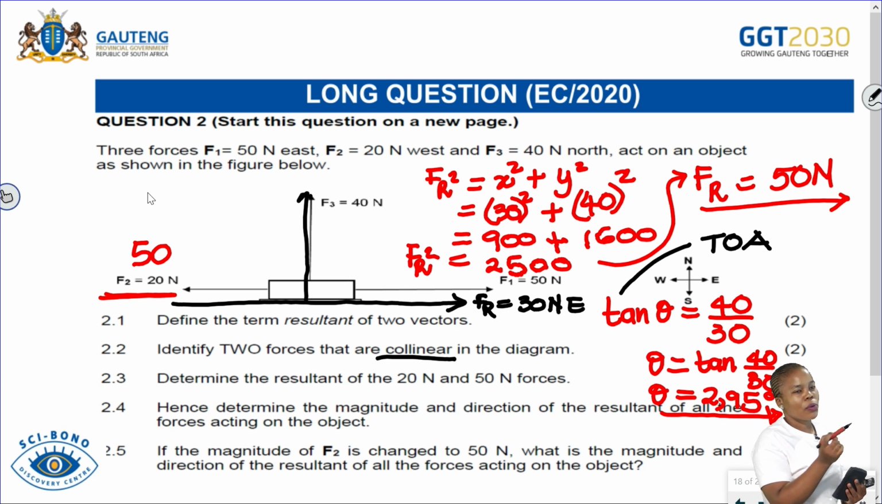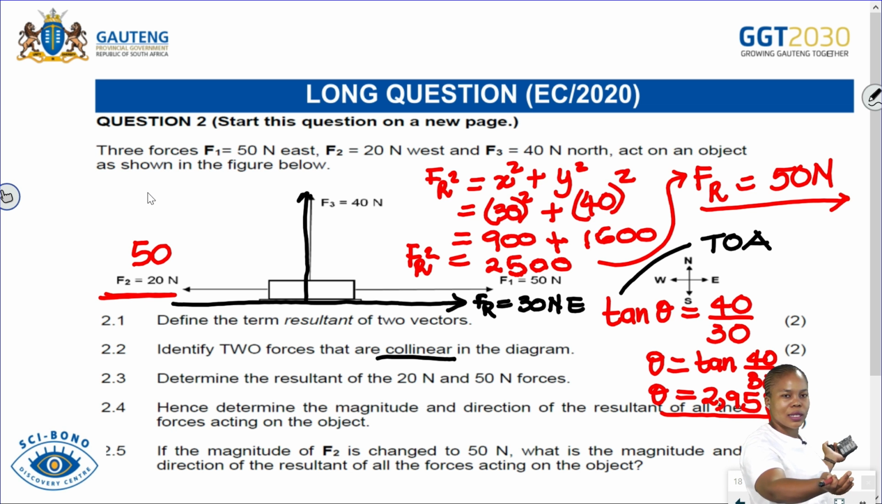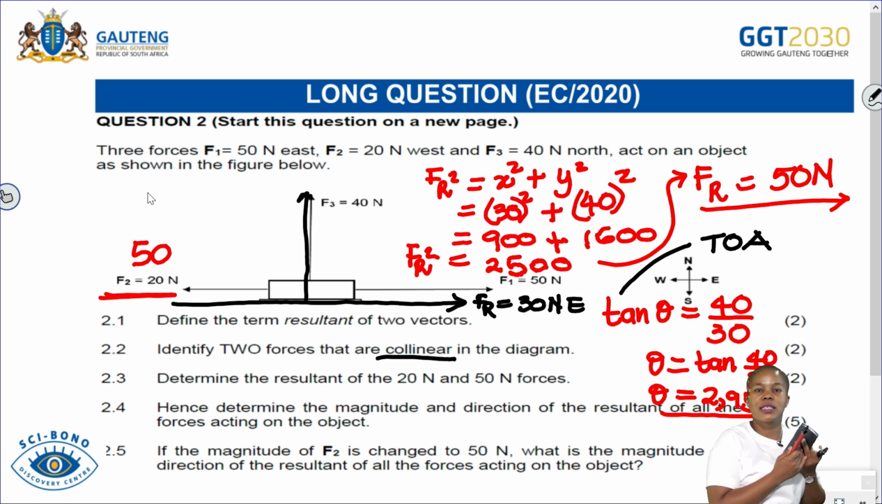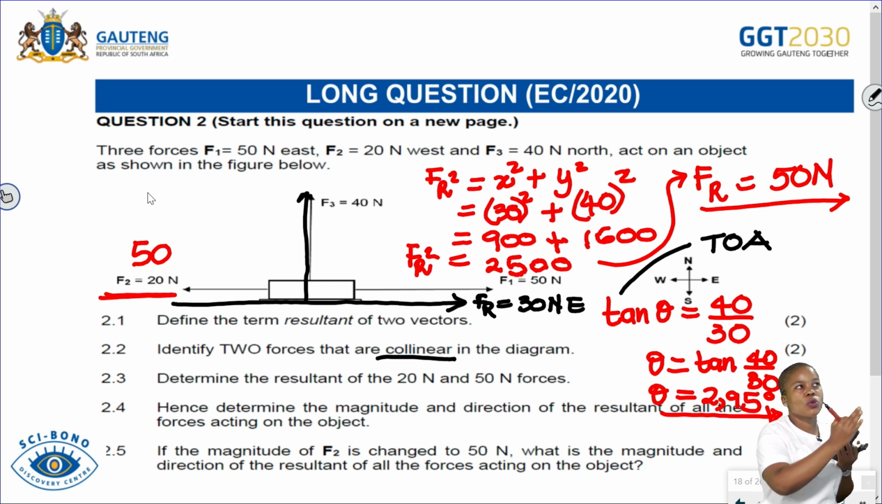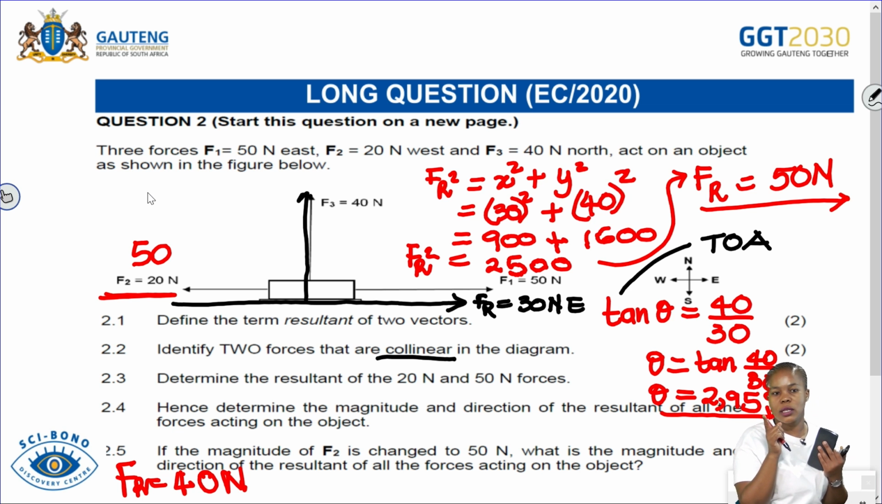Okay, so remember what we're saying is that this second F2 force has now changed its magnitude from 20 to 50, whereas this F1 was 50. Remember, the positive as well as the negative are going to cancel each other, giving us a resultant of 0 newtons. So the only force that is left is your F3, which is your 40 newtons. So the correct answer here is that your FR will be equal to 40 newtons, and the direction is to the north.